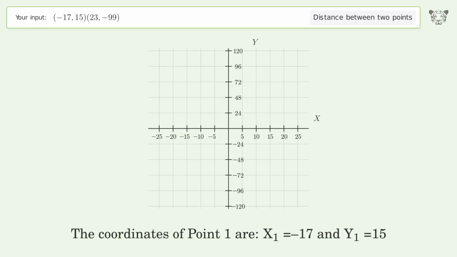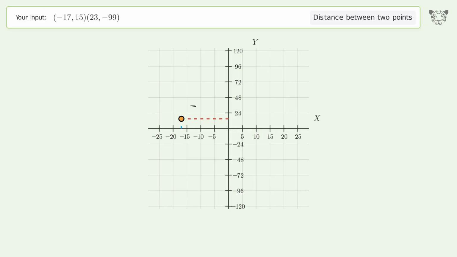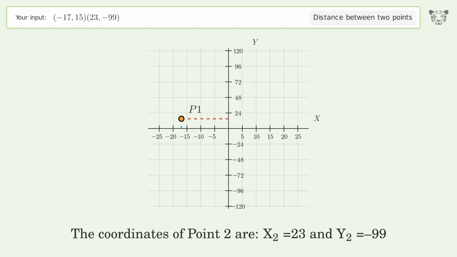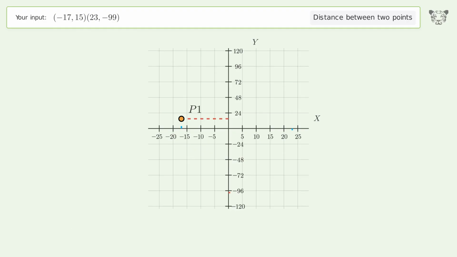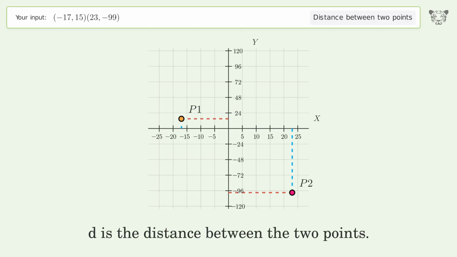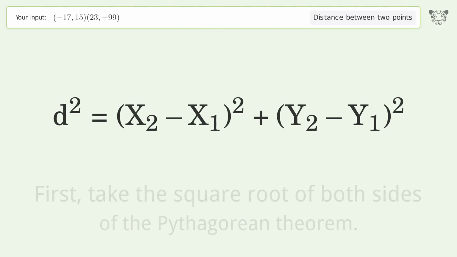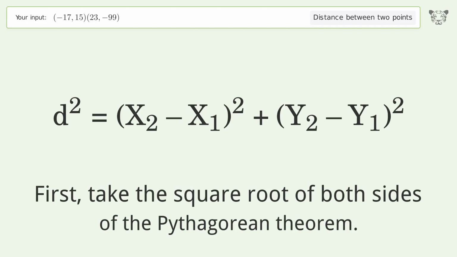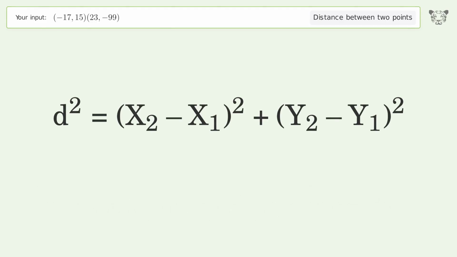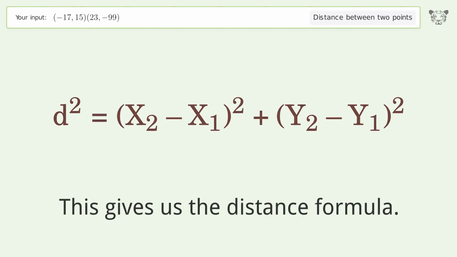The coordinates of point 1 are x1 equals -17 and y1 equals 15. The coordinates of point 2 are x2 equals 23 and y2 equals -99. D is the distance between the 2 points. First, take the square root of both sides of the Pythagorean theorem. This gives us the distance formula.